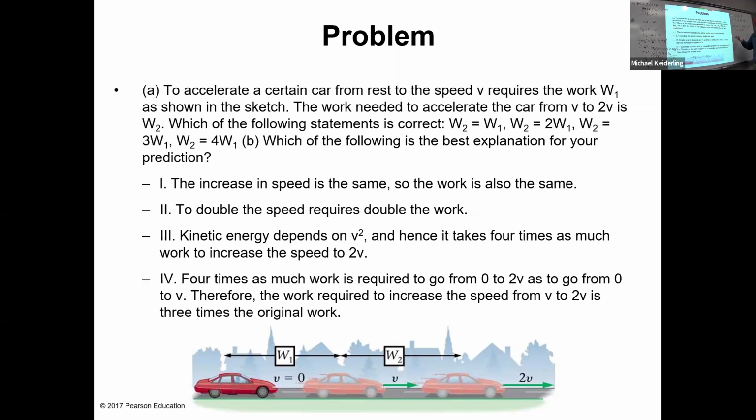The increase in speed is the same, so the work is also the same. To double the speed requires double the work. Kinetic energy depends on V squared, and hence it takes 4 times as much work to increase the speed to 2V. 4 times as much work is required to go from 0 to 2V as to go from 0 to V. Therefore, the work required to increase the speed from V to 2V is 3 times the original work. Which of those do you think is the best explanation?